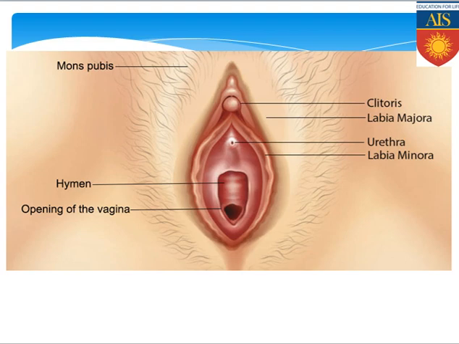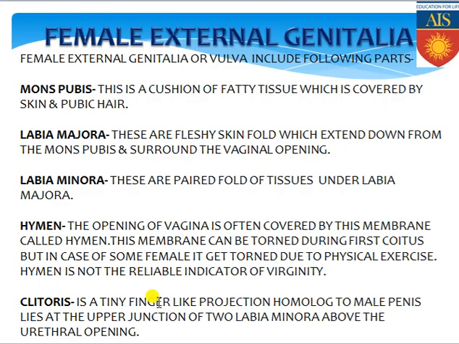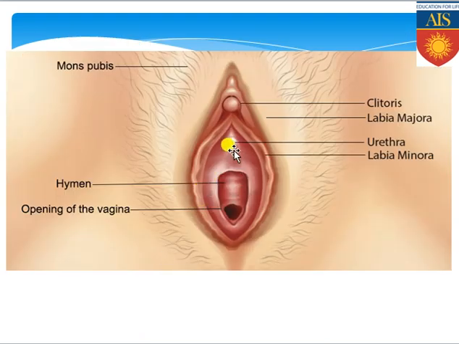Okay. Last portion is the clitoris. Clitoris is a tiny finger-like projection which is homologous to the male penis, and lies at the upper junction of the two labia minora above the urethral opening. So here the urethral opening is also there within the vulva region, and above the urethral opening there is a small projection present in the junction of the labia minora. This small finger-like projection is homologous to the male penis. The function is still not properly clear to us, but it is present above the urethral canal or urethral orifice or urethral aperture.